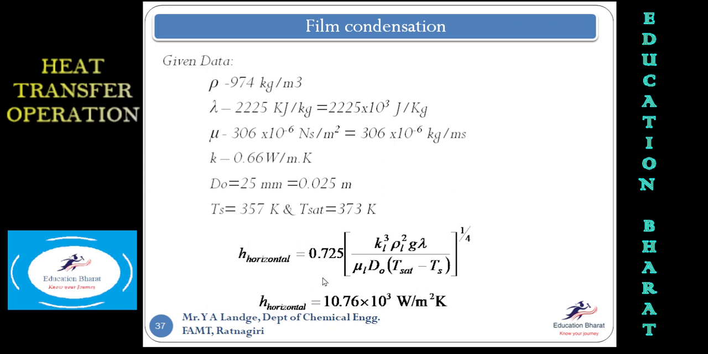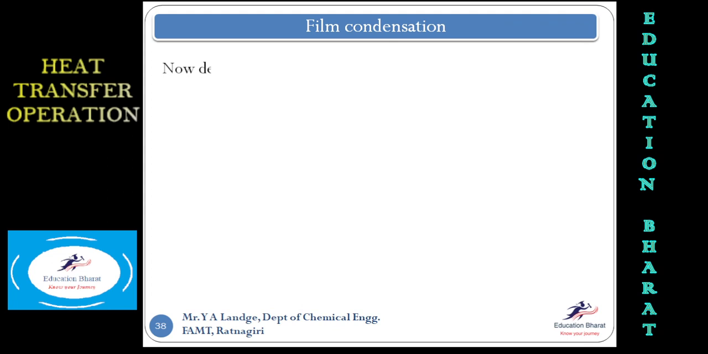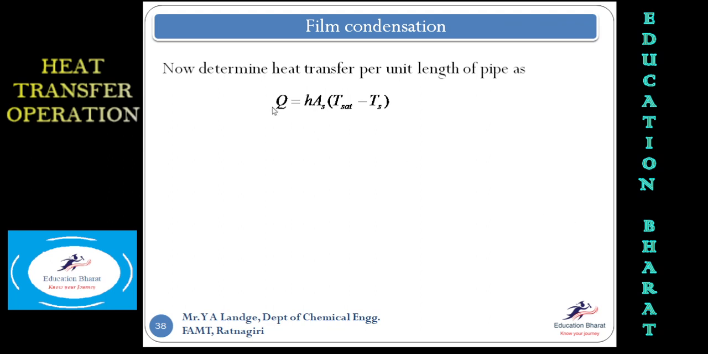In our numerical they ask for the average heat transfer coefficient. This is the first answer. What is the next question? The next question is the value of heat transfer rate per unit length, and for that we use the basic equation. To determine the heat transfer per unit length of a pipe, we have this simple equation: Q is equal to h A delta T, where delta T is T saturation minus Ts.